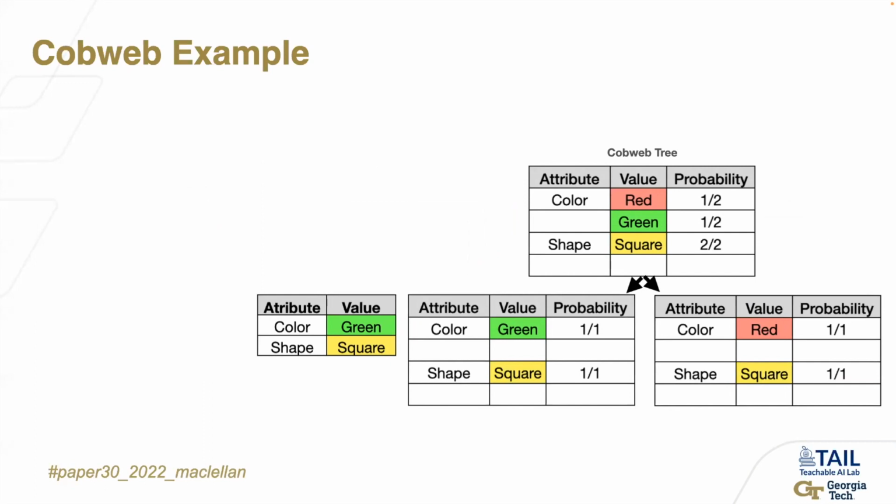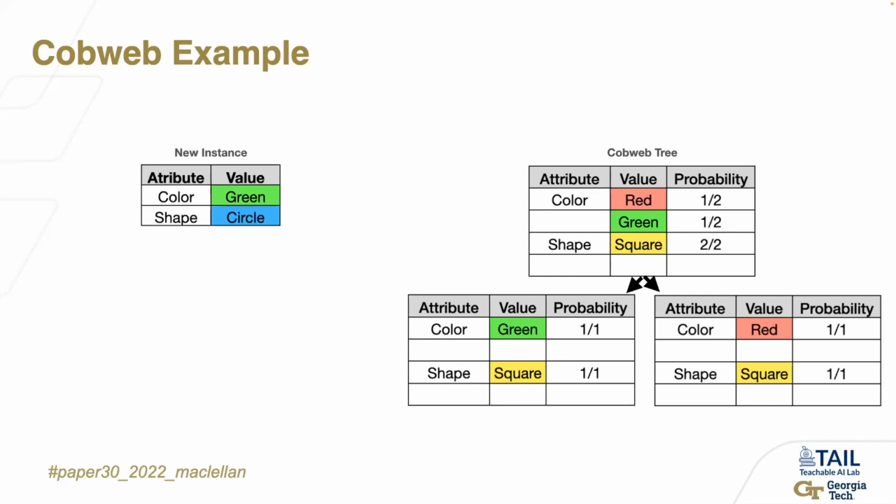And you can see here that I updated the probabilities. So the two leaves here have basically 100% probability of each of the attribute values. They're almost representing a single instance. And then our intermediate node here has these 1/2 and 2 out of 2, representing the distribution of the attribute values over all the examples we've seen so far.